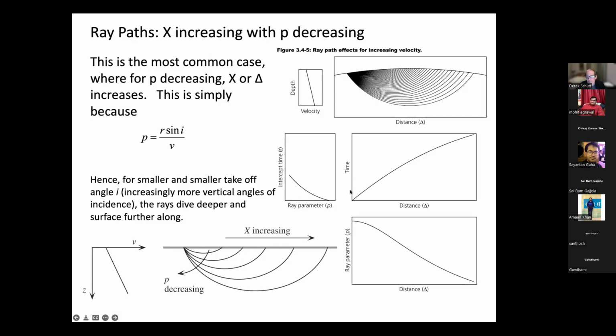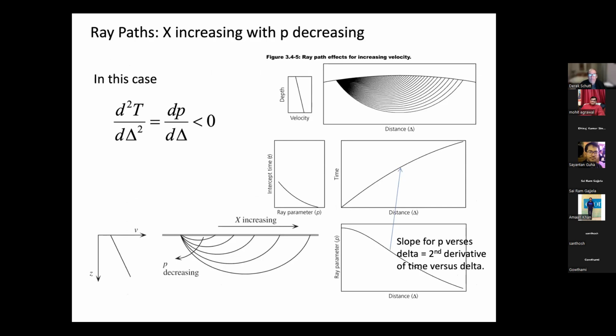So typically we see travel time versus distance. Again, d squared T or dp d delta is going to be less than 0. So you have a slope here that is going downwards. In this slide, I say the same thing: as p decreases from 1 over v naught to 0, the distance that the ray travels increases.